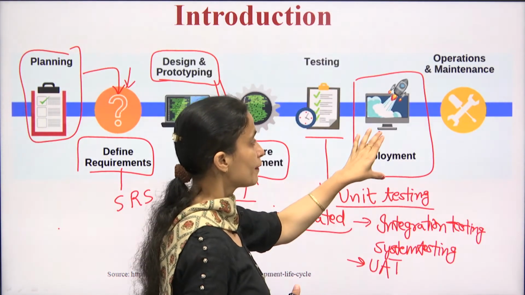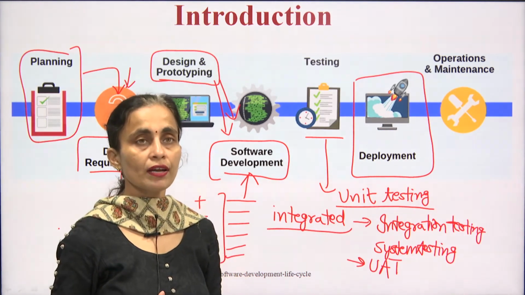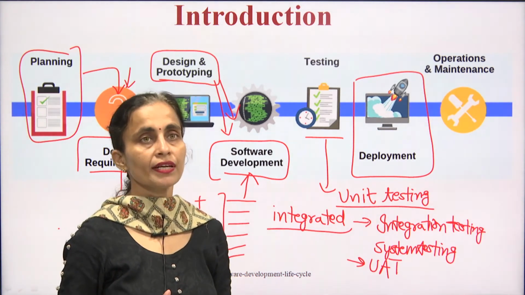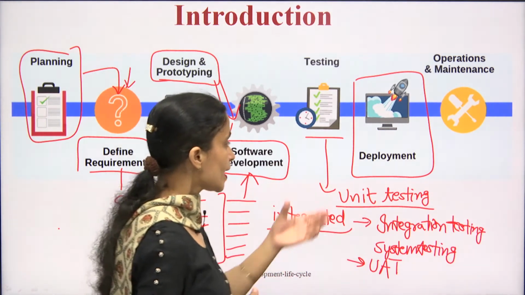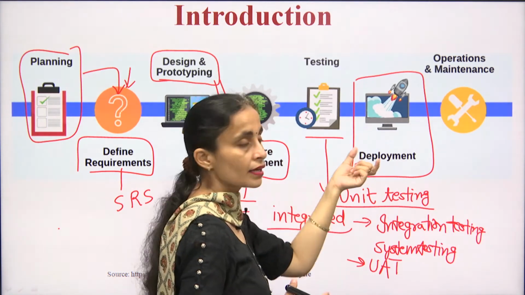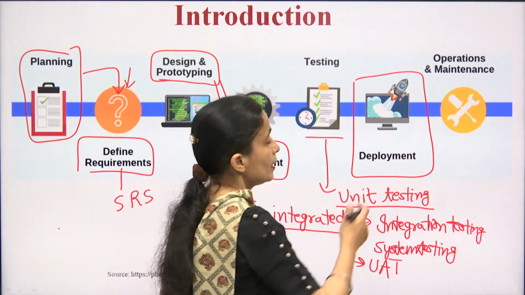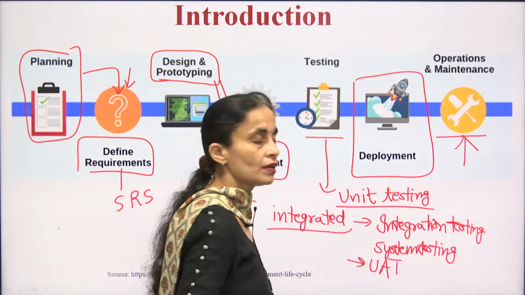Here the deployment phase comes. The software will be deployed to the customers to have a look and to perform testing, which is where beta testing comes into the picture. After this beta testing, the software release comes, and then we are in the operation and maintenance phase.